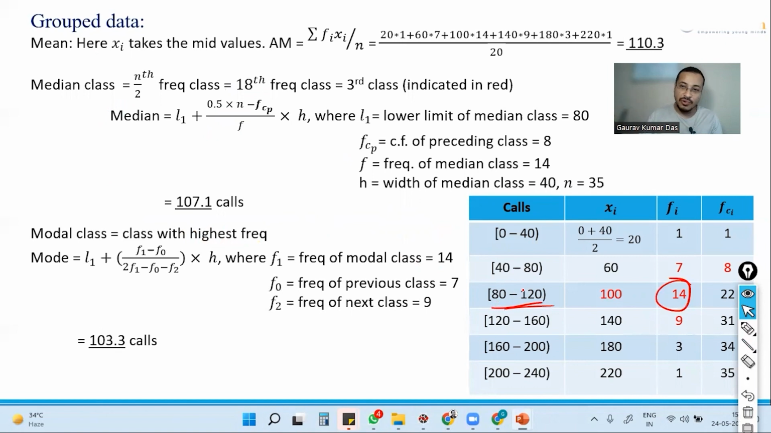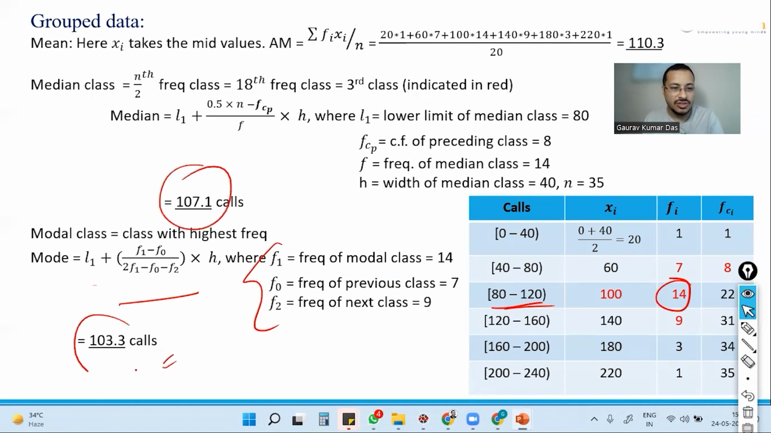Here also the mode and the median class is the same interval, right? So the mode formula is this, and with the specifications we can easily calculate the frequency of the modal class, frequency of the previous class, frequency of the next class, whatever is given here, right? And then we calculate it to be 102.3, slightly different, a little bit of difference is there, right? That is how we calculate the mode.